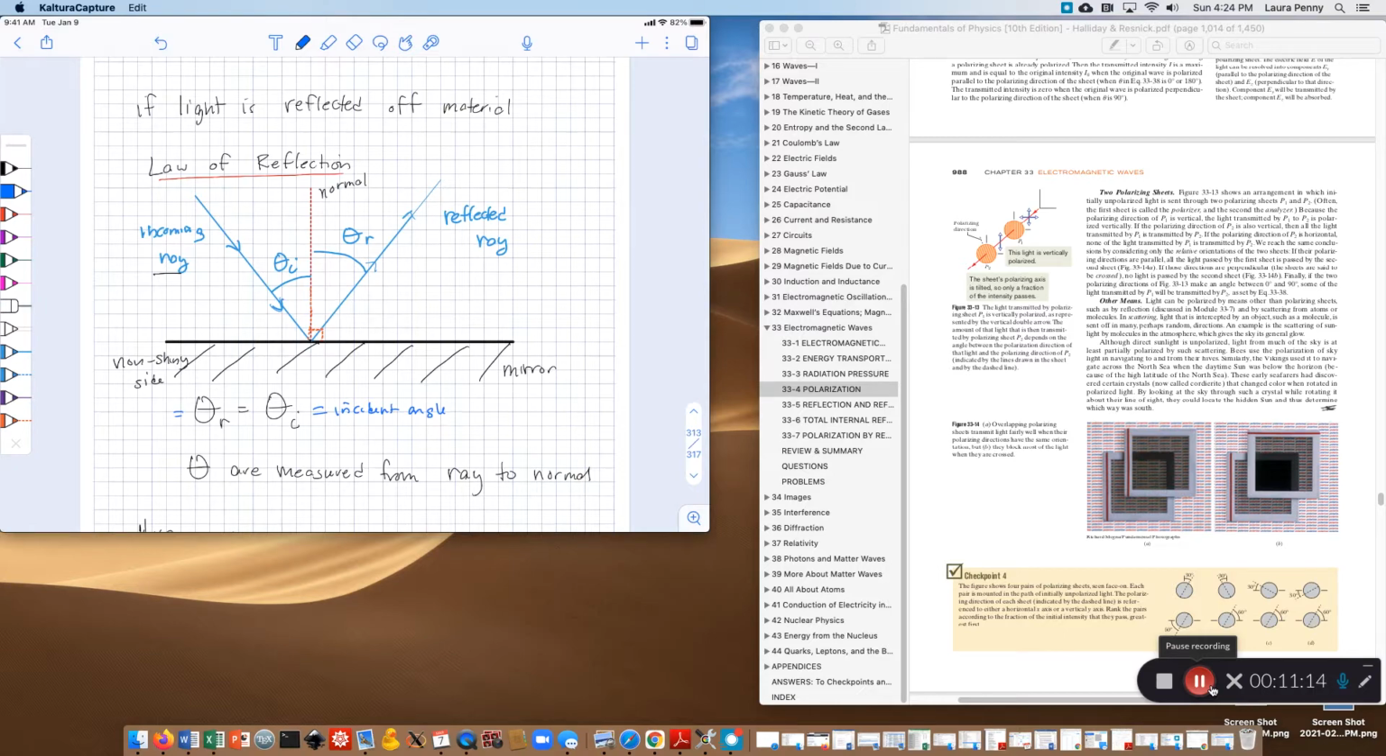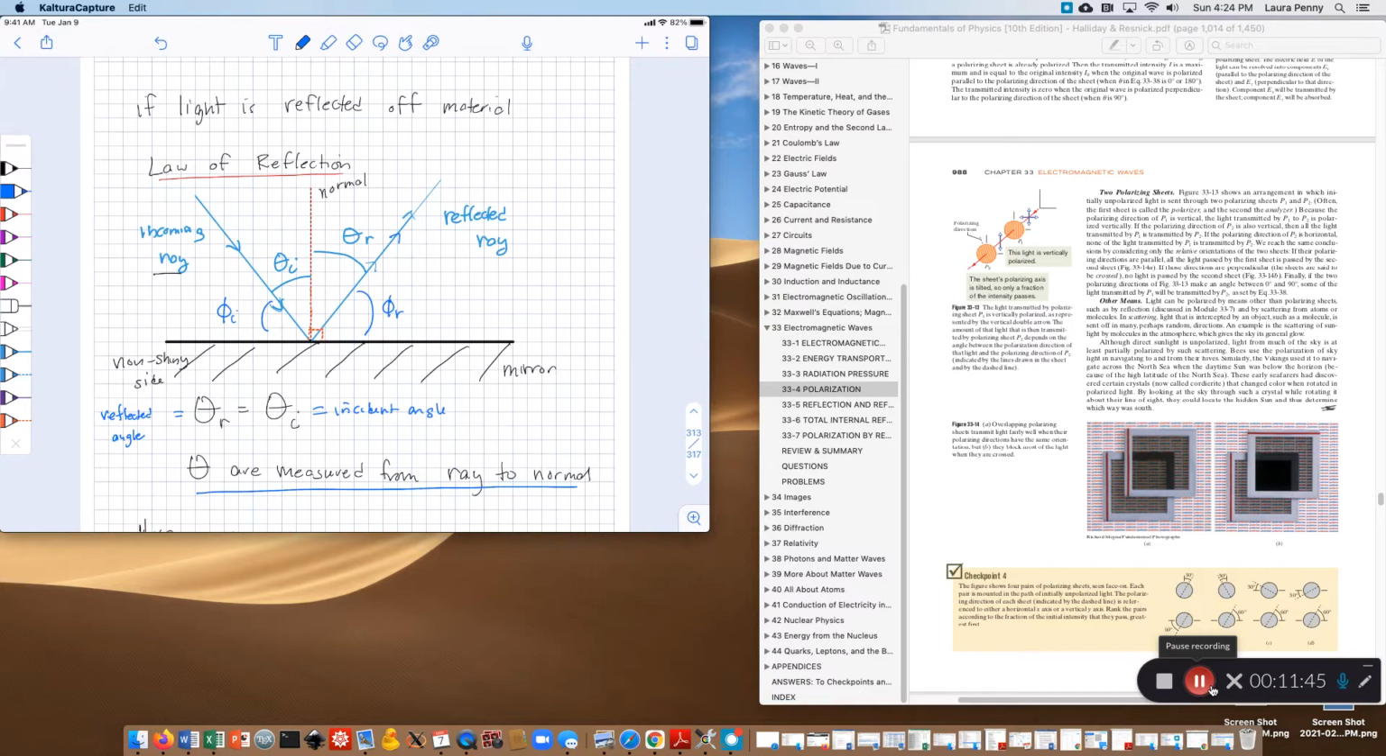And then there's also a reflected angle, which is measured from the reflected ray also to the normal. And these two angles have to be equal to each other. Remember that the thetas are measured from the ray to the normal, not from the ray to the mirror or to the plane. And I know here it would come out the same. I could say there's a phi I and a phi R, and those would also be equal to each other. But there are situations where they won't be equal to each other.